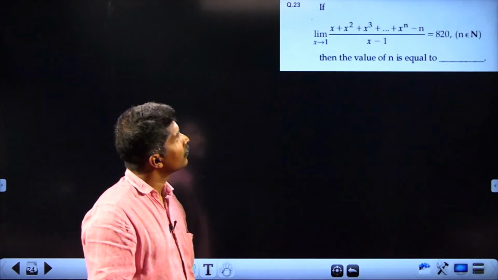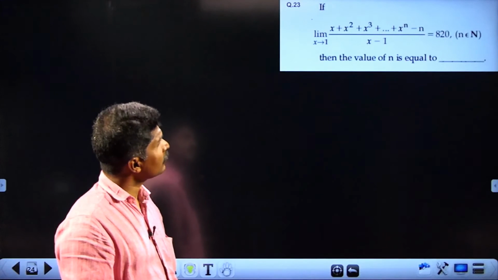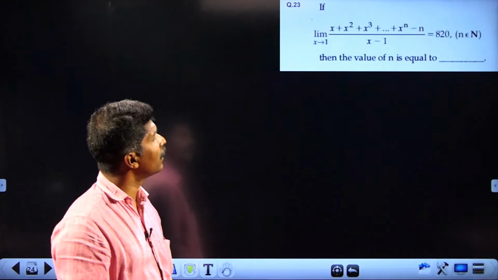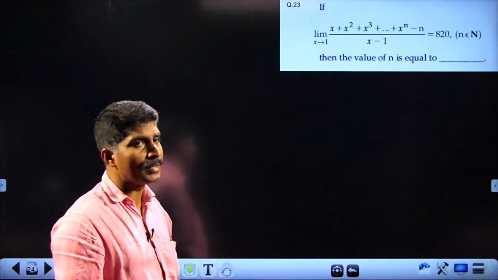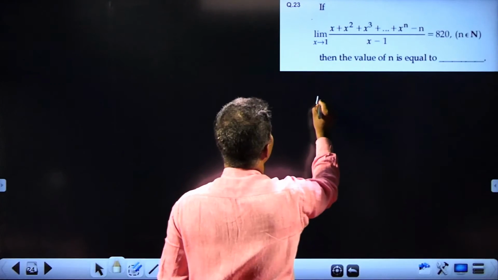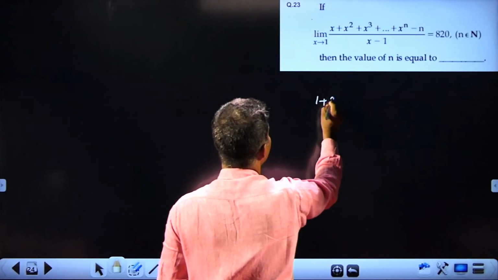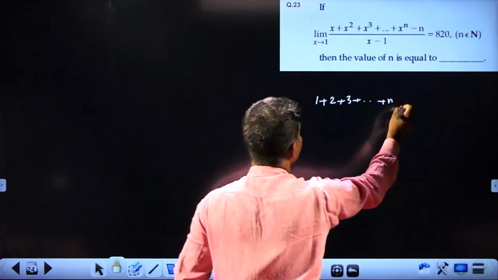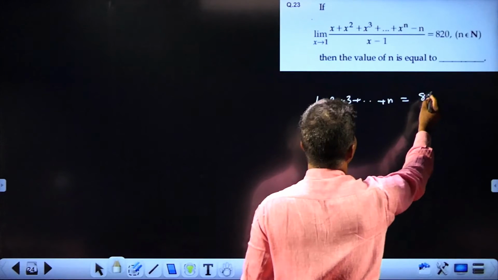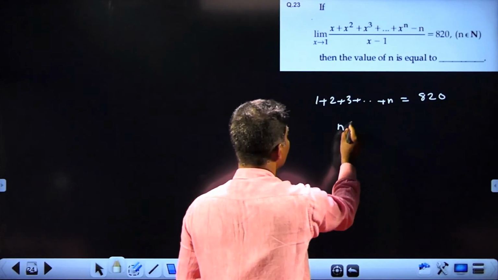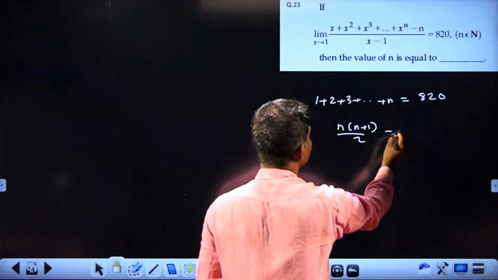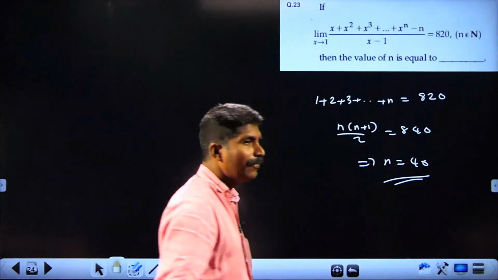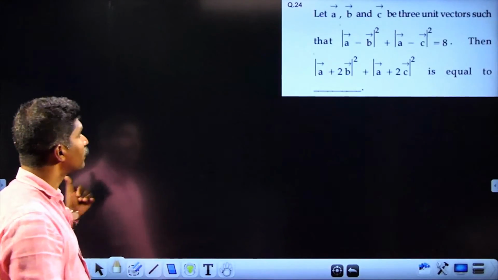Okay. Next is a limit problem. Very simple. L'Hospital you can apply. Applying L'Hospital on numerator and denominator, what will you get? Here 1 plus 2x, putting x equal to 1, you will be getting 2 plus 3x square, 3 plus, etc., up to n, that is equal to 820. Very simple. N into n plus 1 divided by 2 is equal to 840. N is equal to 40. Again a very simple problem.